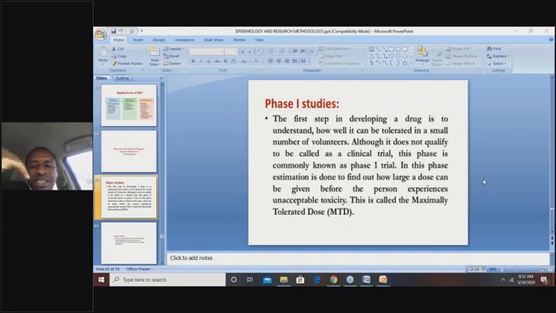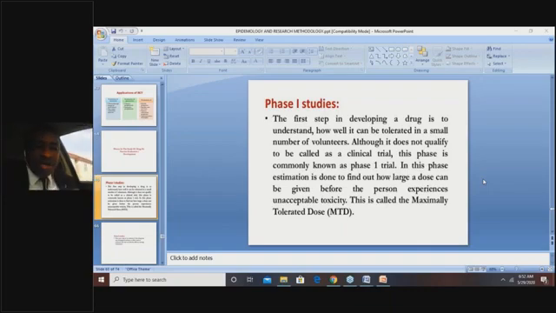So in this phase, estimation is done to find out how large a dose can be given before a person experiences unacceptable toxicity. So we are looking at what dose. If you check drugs, you see this is 50 milligrams, this is 60 milligrams, this is 100 milligrams.